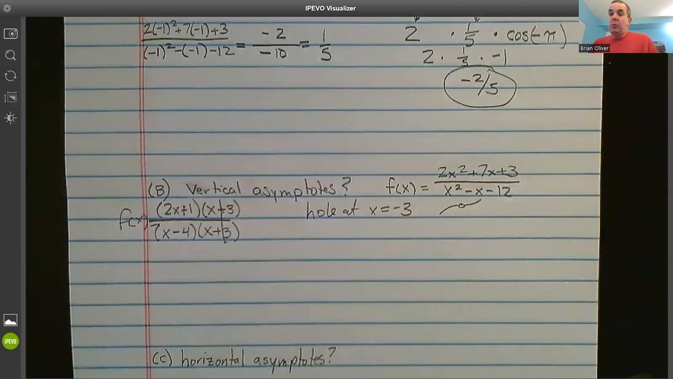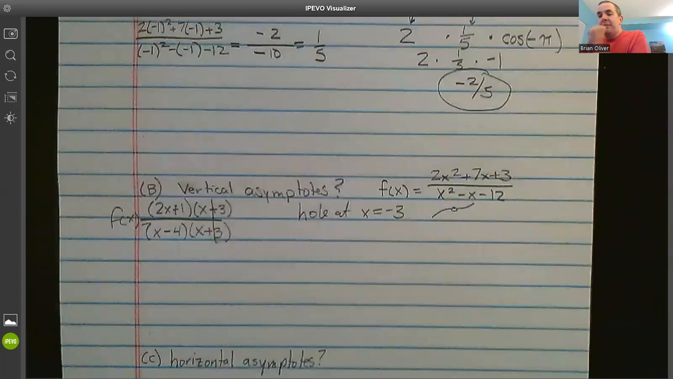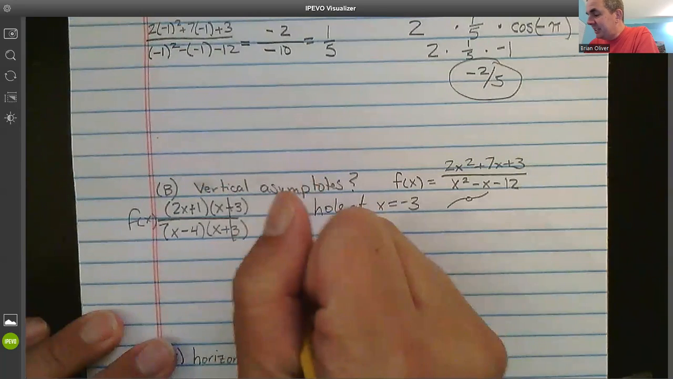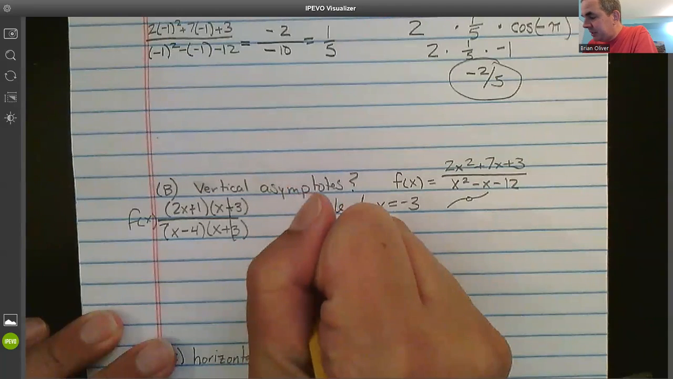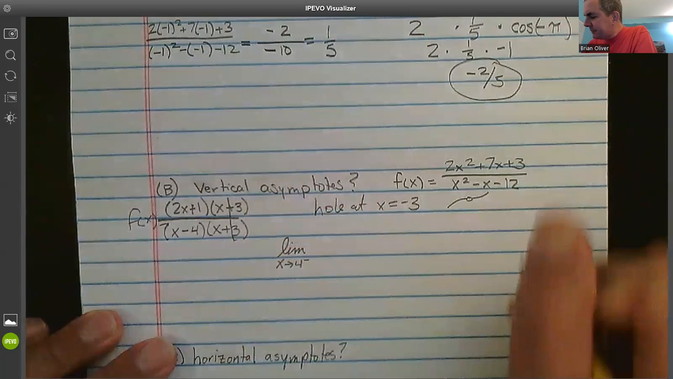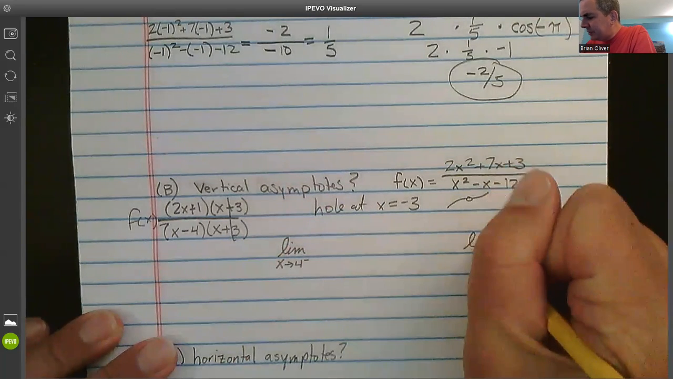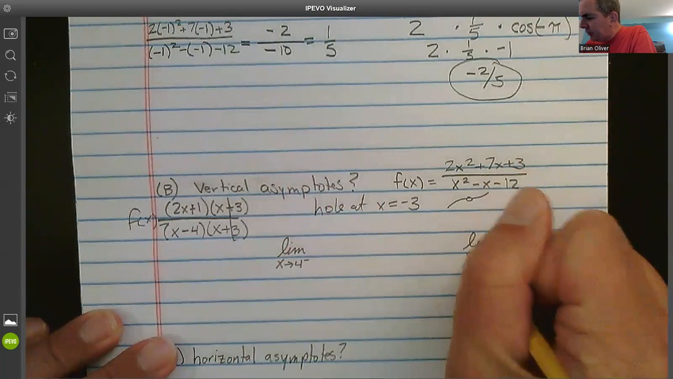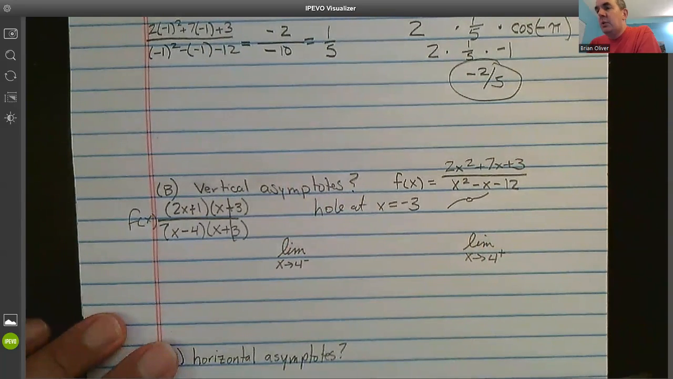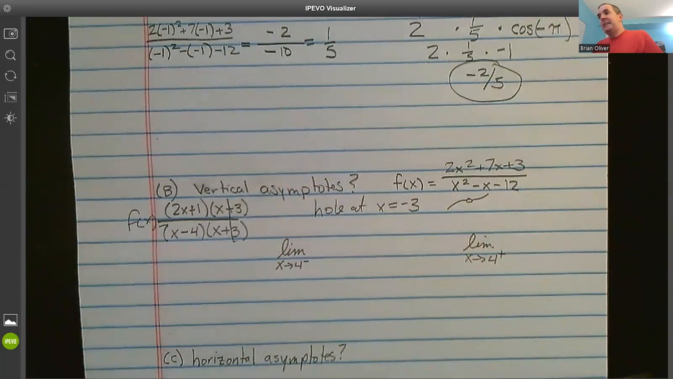Well, what I need to do is investigate. And it's not that, oh, well, 4 makes the denominator 0, therefore it's a vertical asymptote. That's algebra 2. That's pre-calc. That's not calculus. What I need to do is investigate the following too. I need to take a look at x approaching 4 from the left, and x approaching 4 from the right of those two functions. I need to see if infinities come up as my answer.